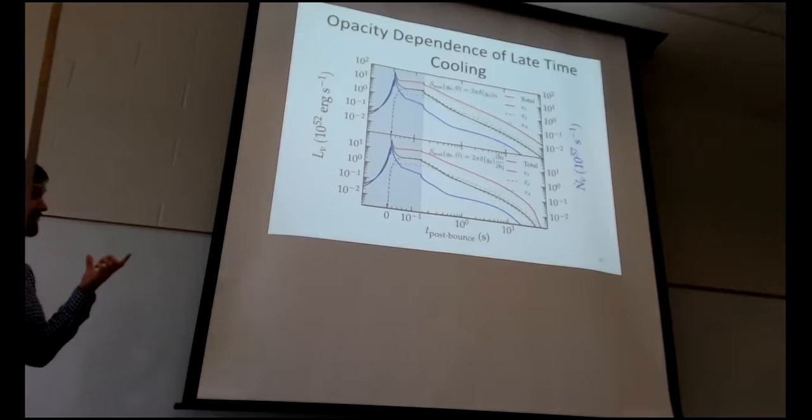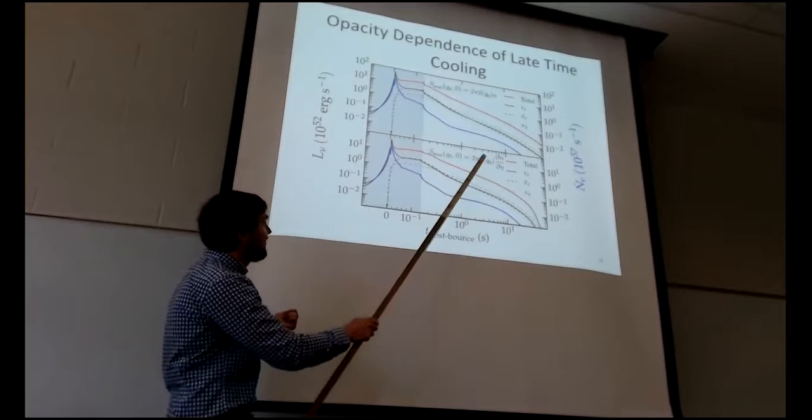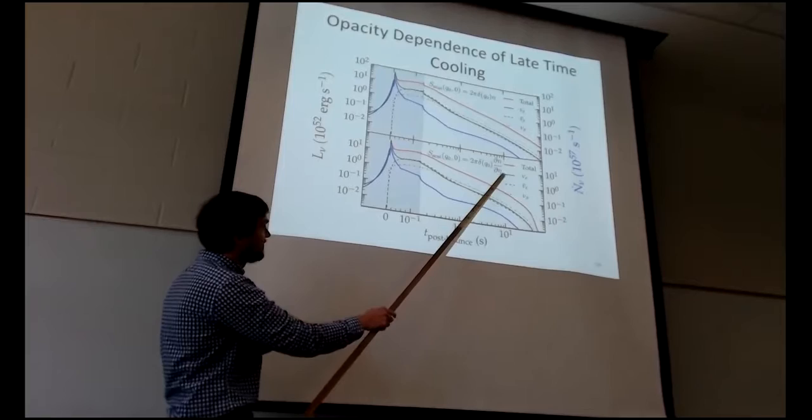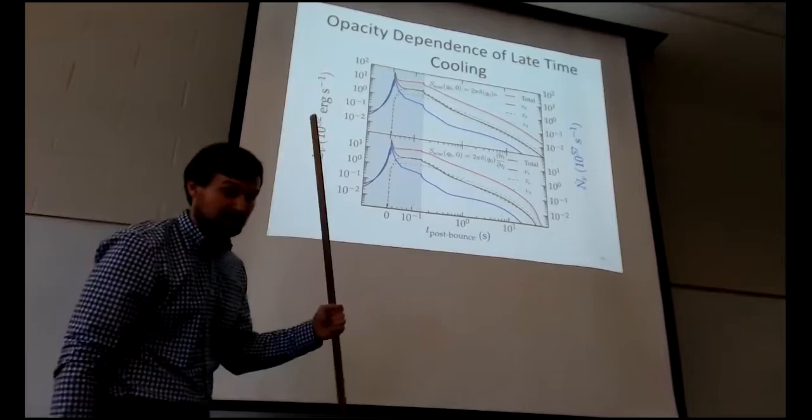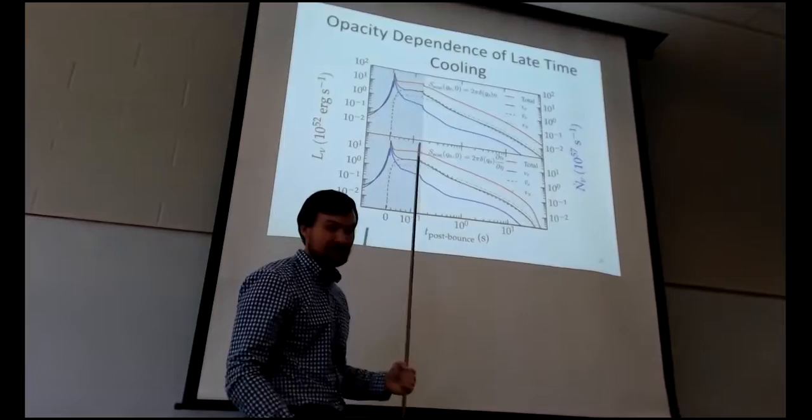And so as time goes on, the temperature goes down, and this derivative of number density with respect to the chemical potential divided by the temperature becomes much, much smaller than the total number density. And so eventually you see this thing turn over because the neutrino opacity has not been reduced. So changes in the opacities really can change the cooling behavior, especially at these late times.